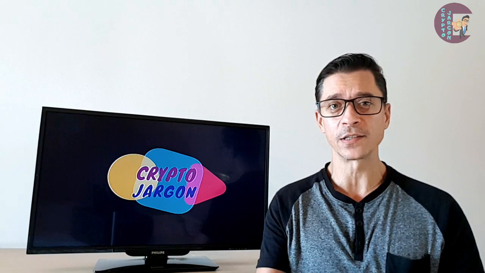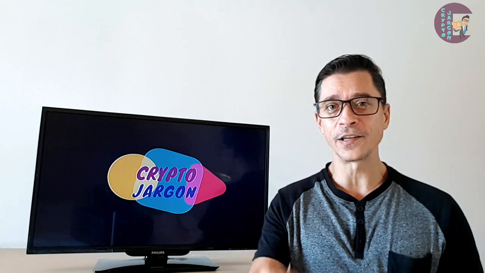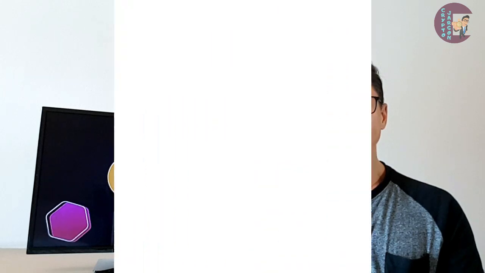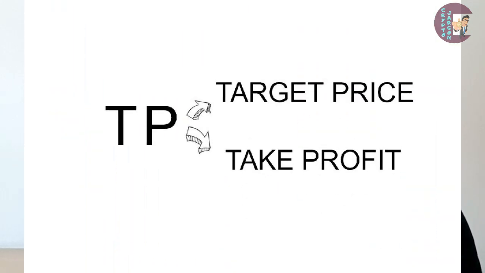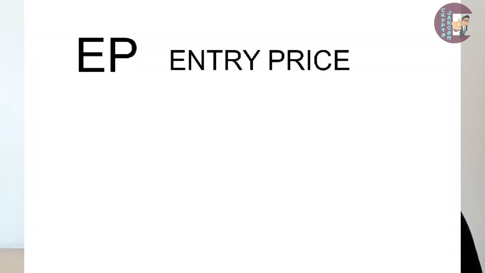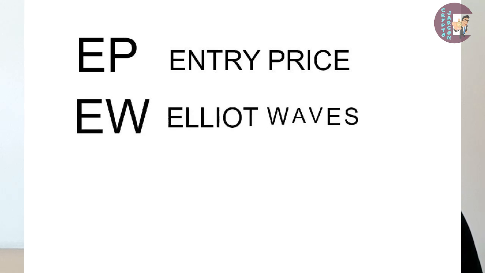Stop loss is also explained in the previous episode about trading slang, so you can find that linked in the description box. TP is a target price, or it can also mean take profit, which refers to the price where one should be trying to sell at. Sometimes there are two or three target prices depending on the analysis. EP stands for entry price. EW is for Elliott waves, a type of charting analysis.